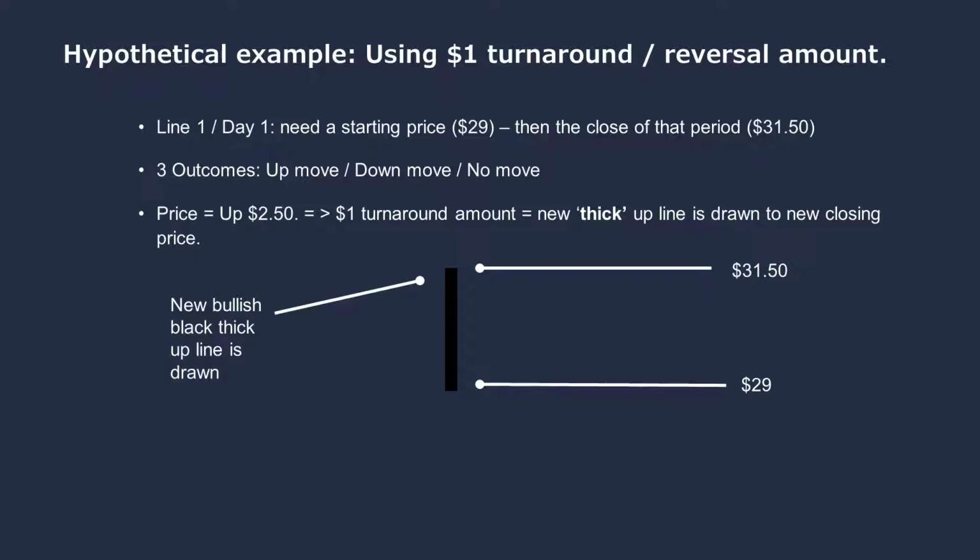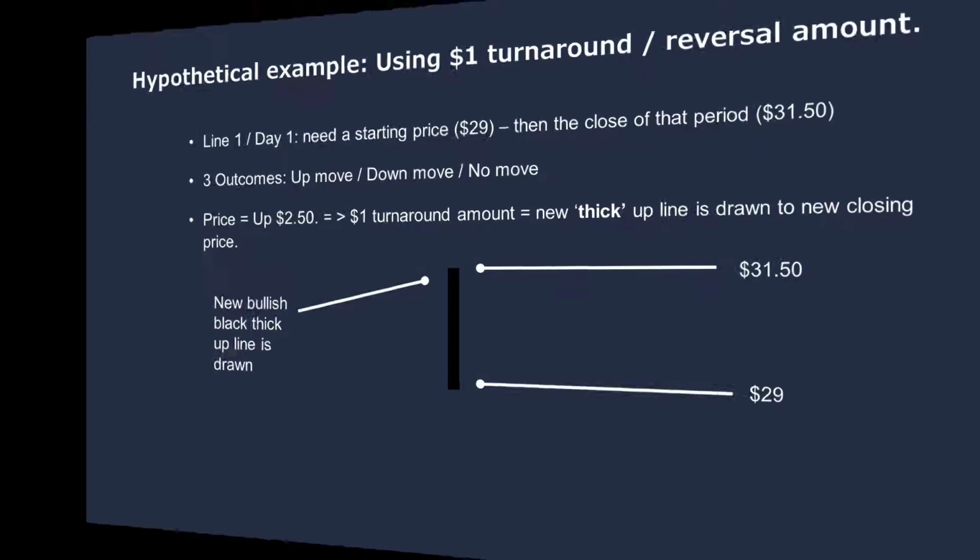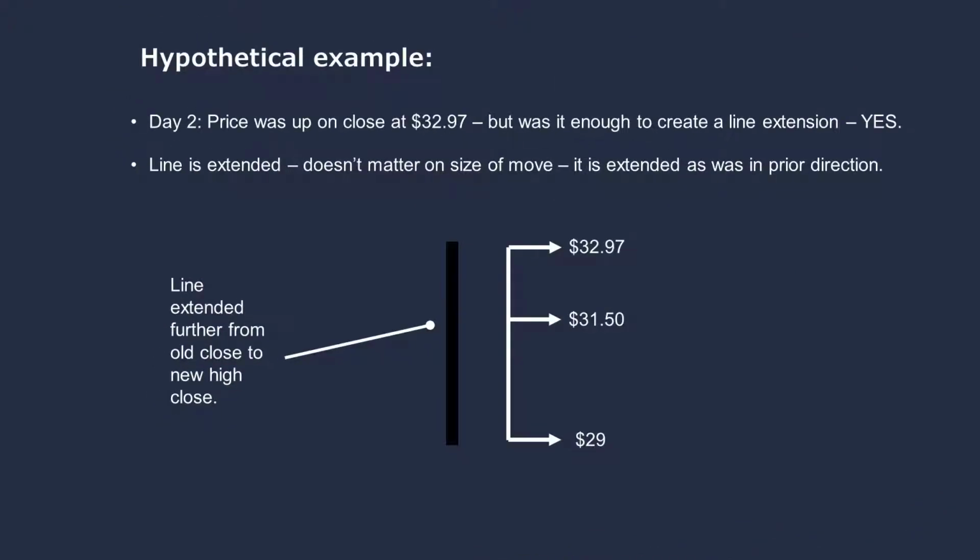So with the Kagi chart you get three choices. You can draw an up, down or no move in terms of the line creation, but here we got a $2.50 up move. It's moved more than the $1 turnaround amount, so we create a new thick up line, and that's drawn to that closing price of $31.50 as we can see in the illustration there. Now on day 2 the price was up further to $32.97, and that was enough to create a further line extension. It was still in the same direction to the prior movement, so all we do quite simply is just extend that line up further.